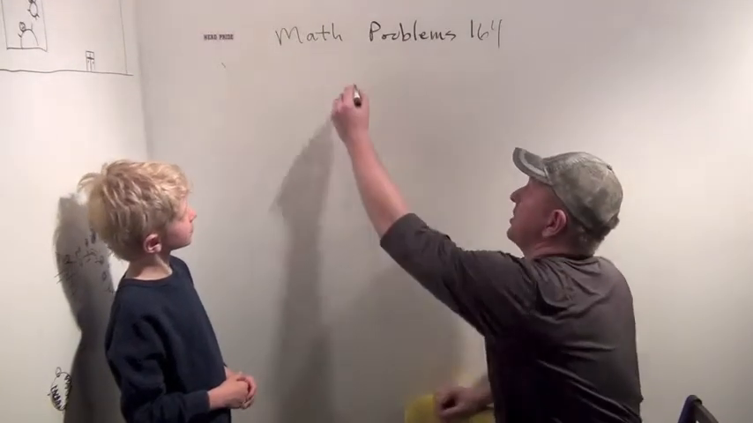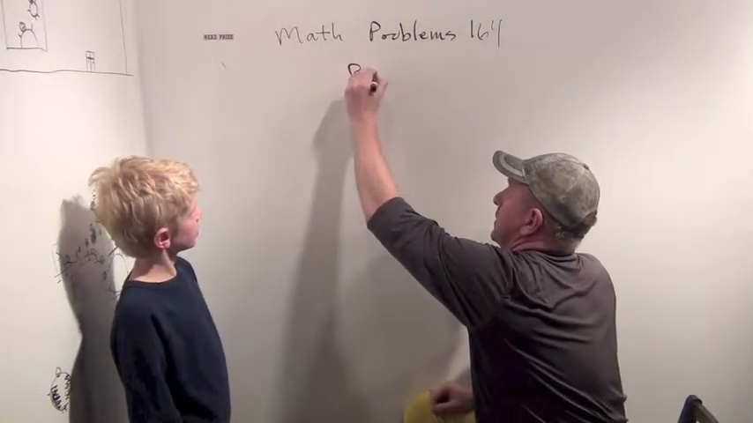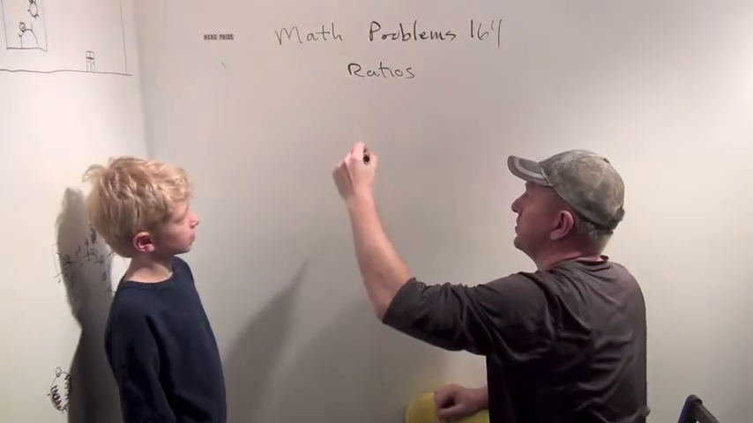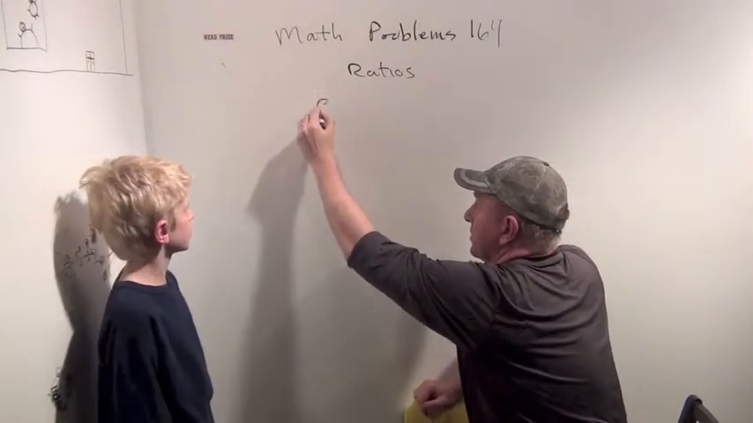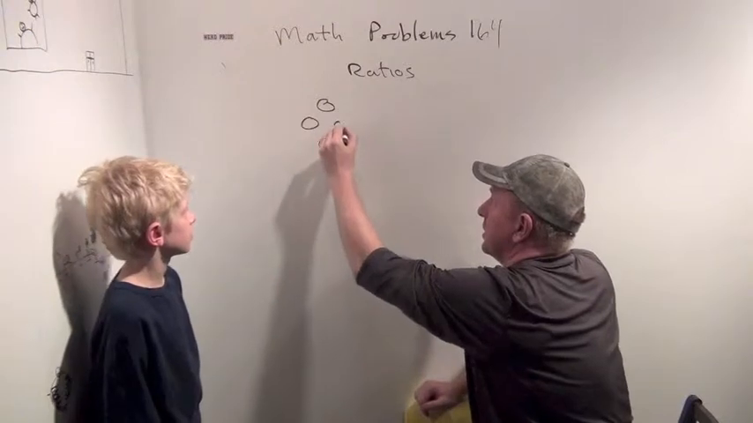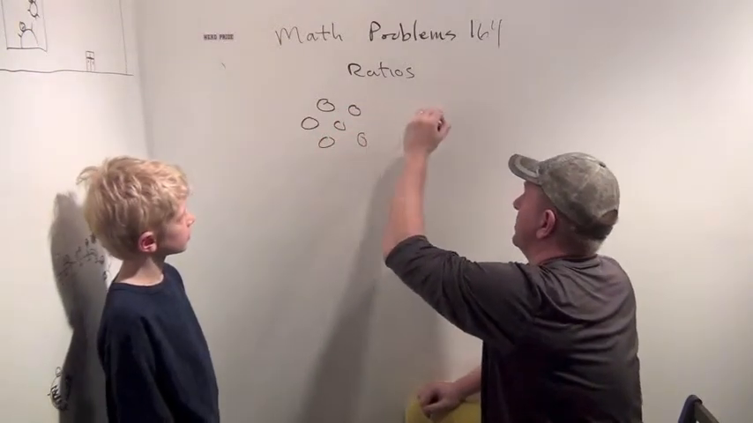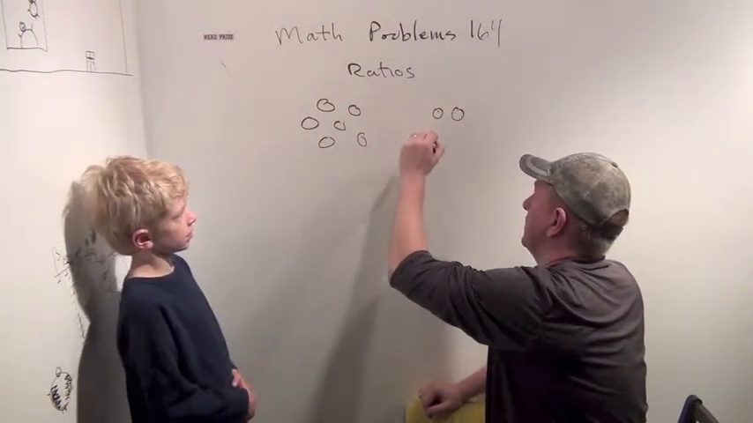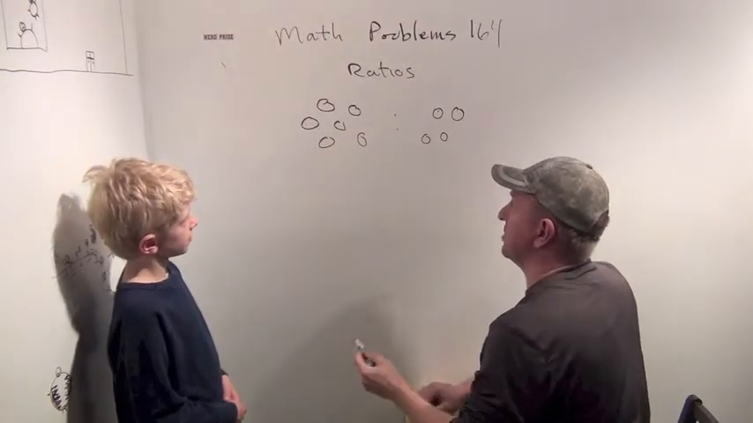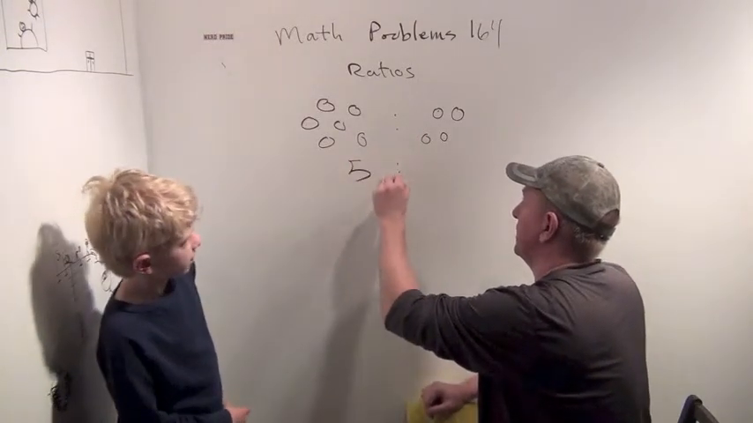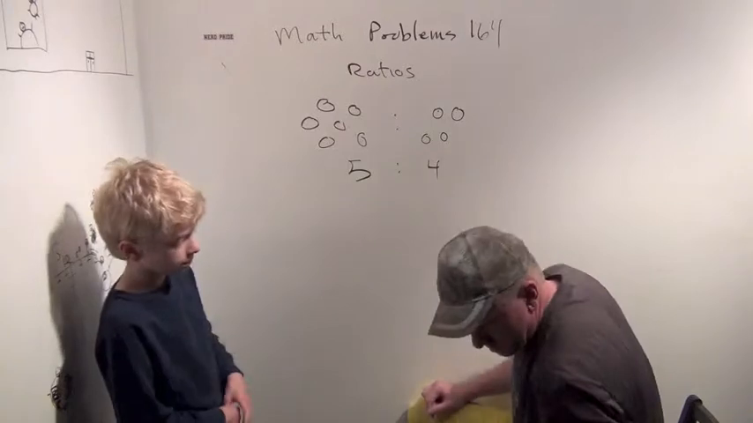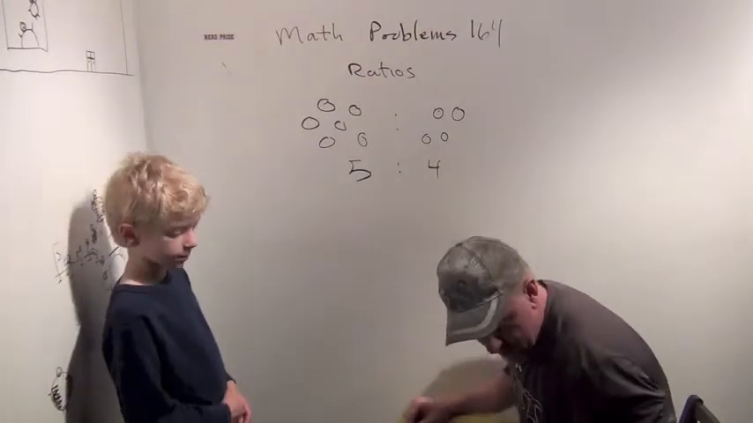Okay, so today we start talking about ratios, right? And when we were talking about ratios, we were talking about groups. So we had a group here, and we had a group over here, and we said the ratio was 5 to 4, and I wrote it with this little colon.